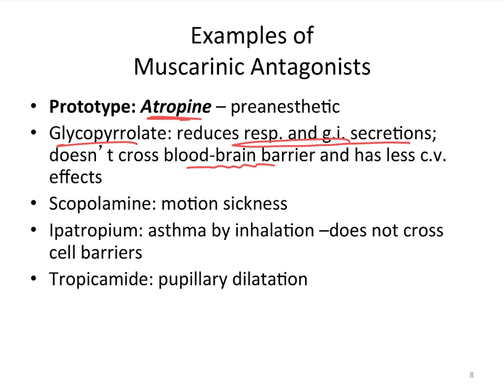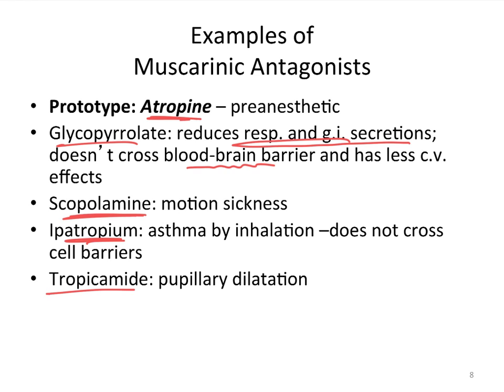We use drugs for motion sickness. So you go on a cruise, you may have a patch of scopolamine put on to help reduce your nausea due to that motion sickness. That's due to inhibiting the vestibular apparatus function. We will sometimes use drugs for treatment of asthma by inhalation, a drug like ipratropium, and it's been changed away from atropine to not cross cell barriers.